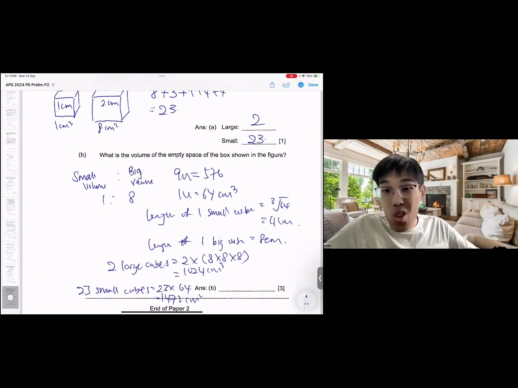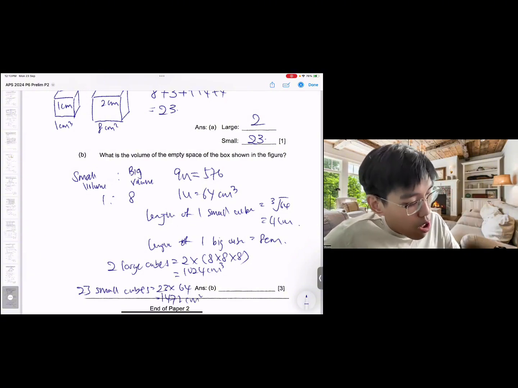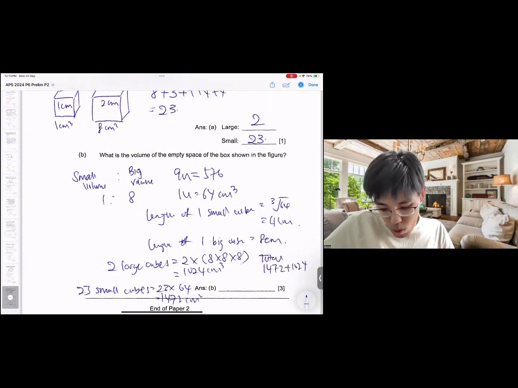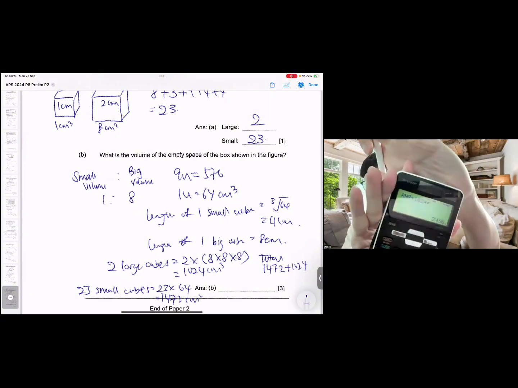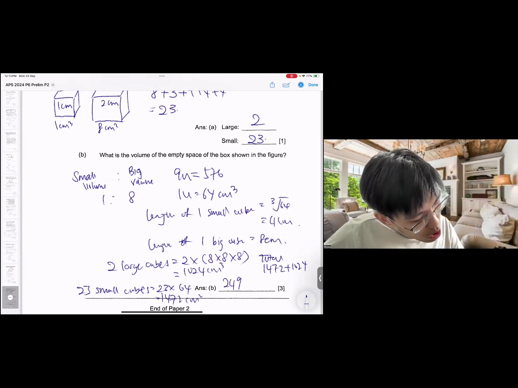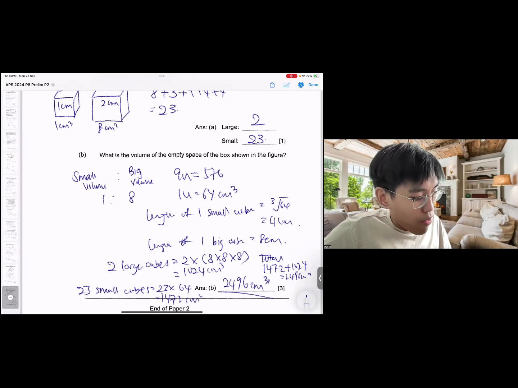So in order to find the total volume of the empty space, which is the 2 large and 23 small, it will be 1472 plus 1024 plus 1024. You'll get 2496. 2496 cm cubed. And that is the answer to the final question here.